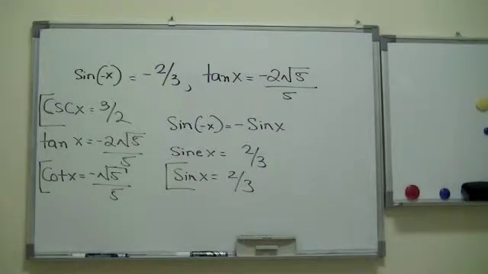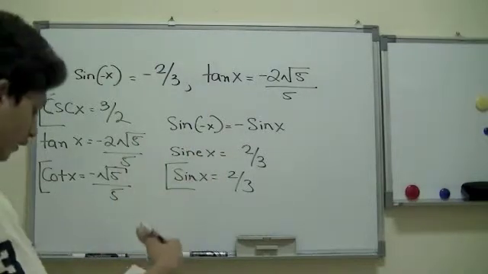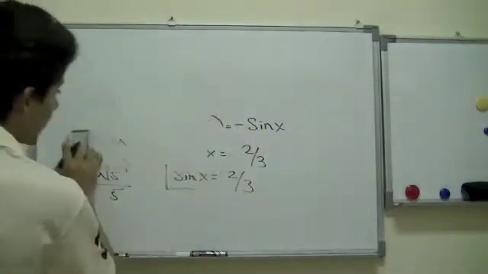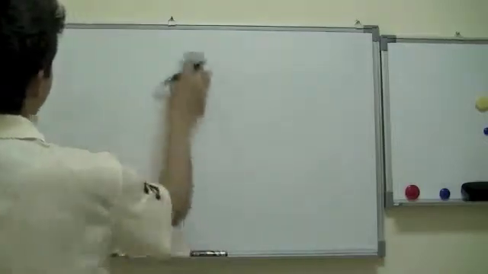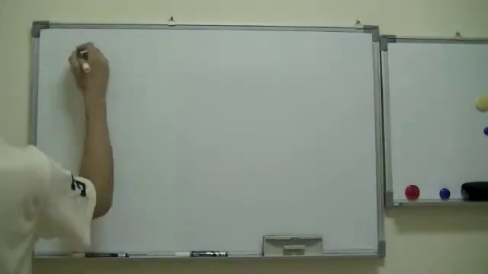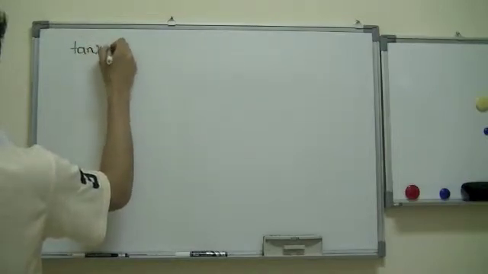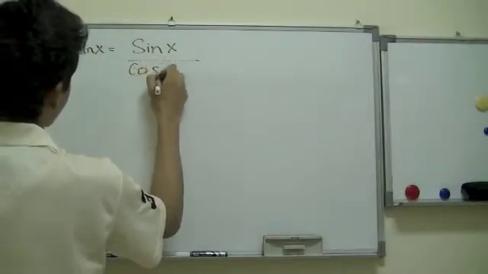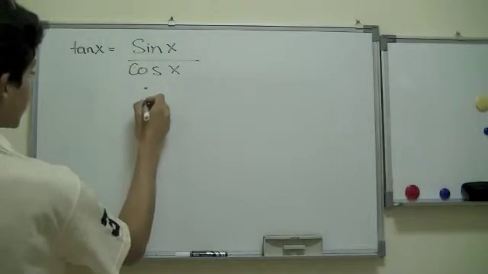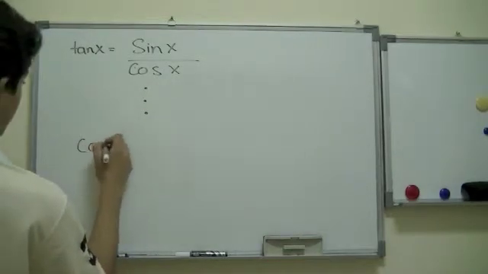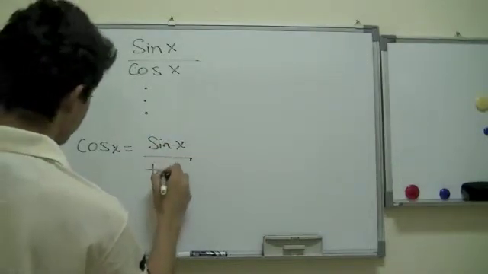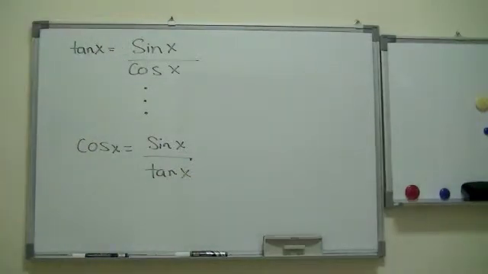Now, whenever you have tangent of x, it's telling you that it's sine of x divided by cosine of x. We discovered one pattern right here. Whenever you have a tangent of x, it's sine of x divided by the cosine of x, which leads us to say that cosine of x would be sine of x divided by the tangent of x, and we can all agree on that.